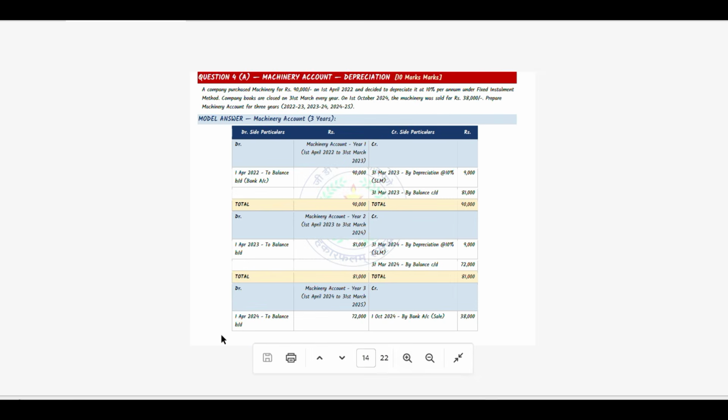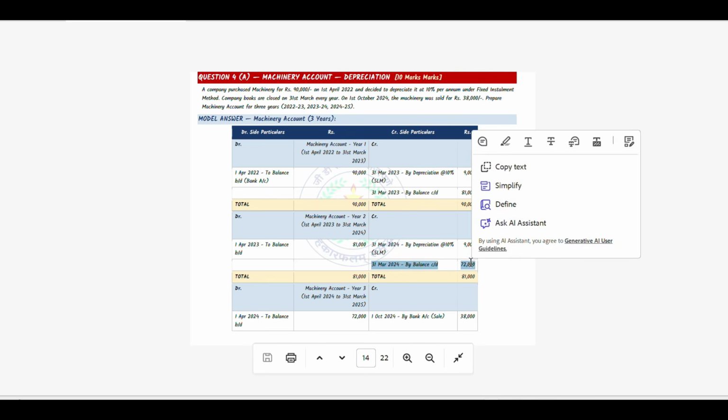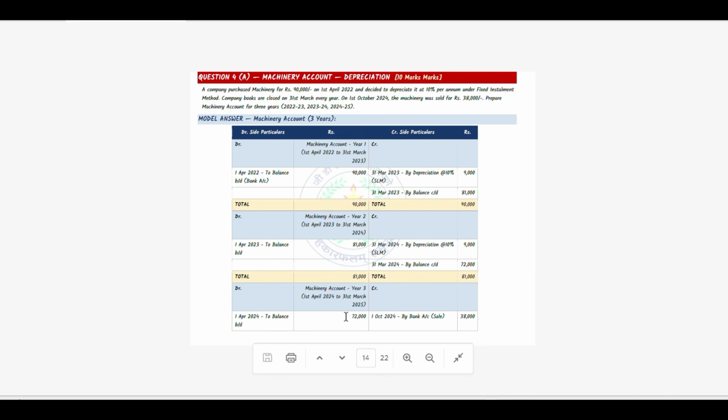Here, on 1st April 2024, the balance of 72,000 is the old balance. So here we have to mention it as the third year. And again, in 2024, on 1st October 2024, it is already said in the question that the machinery was sold for 38,000 rupees.